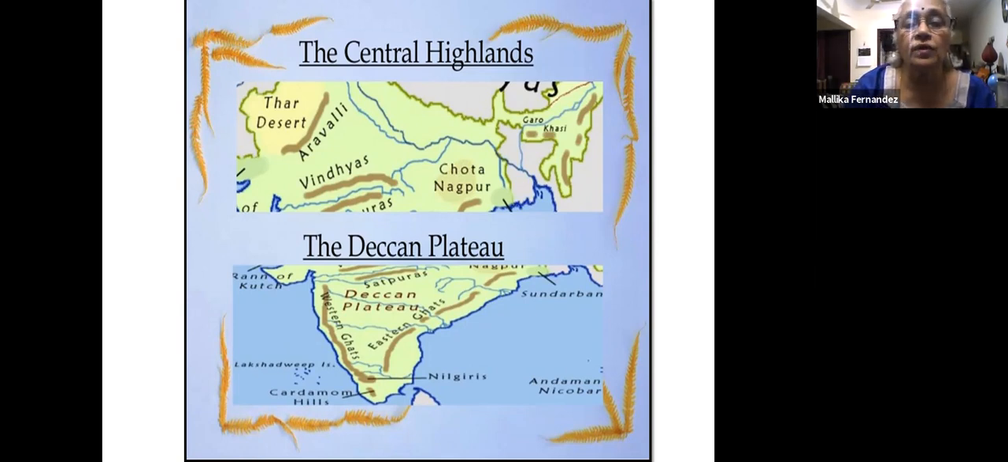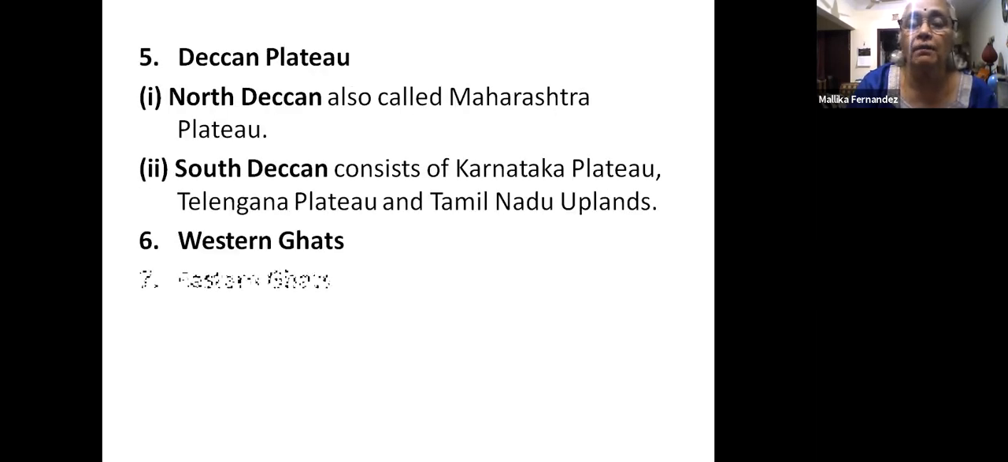Okay, so those are the 2 divisions, and each one has about 4 divisions, right? That comes down to 8 divisions in the entire peninsular plateau.